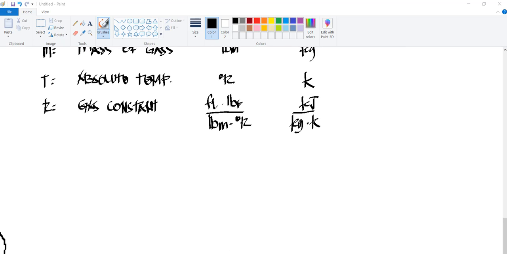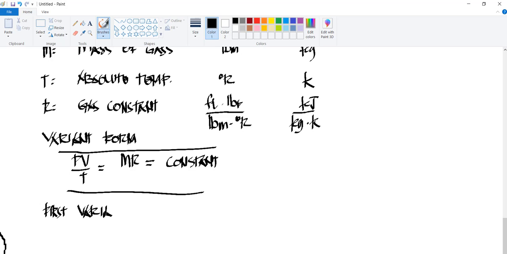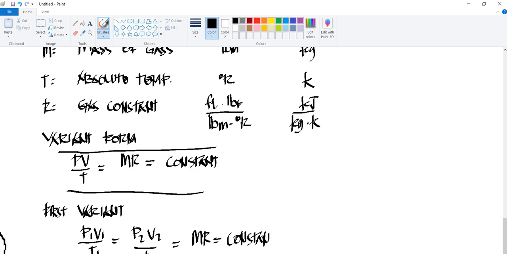Okay, so we have the variant forms of the equation. That can be expressed as PV/T, which is equal to mR, where you have your constant here. So it's constant. Then the first variant, P1V1/T1 is equal to P2V2/T2, which is equal to mR, so it's constant.